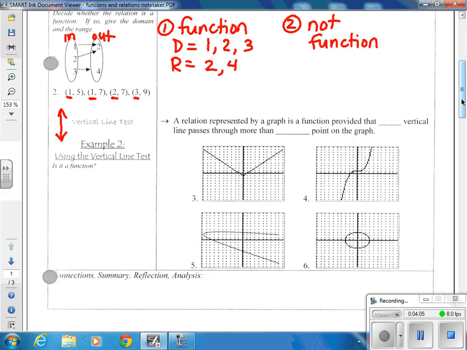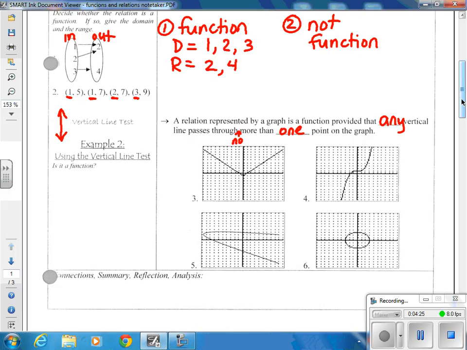A relation represented by a graph is a function provided that any vertical line, doesn't matter where it is, passes through, and you need to add a word here in between the words "through" and "more", it should say "no more than one point on the graph", because if it goes through more than one point on the graph, then obviously you do not have a function.